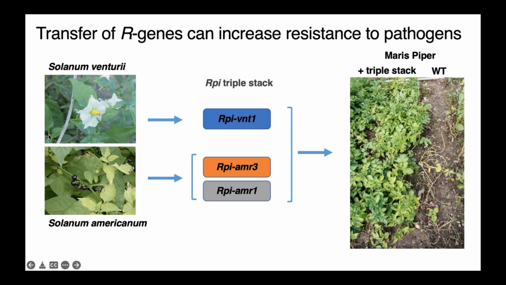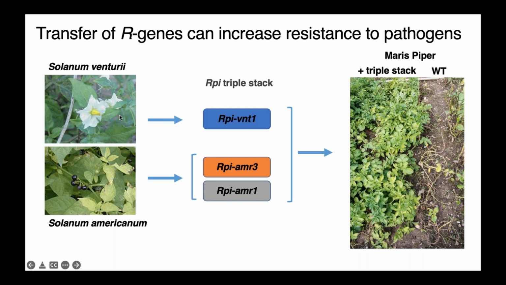So in our group we work towards improving potato varieties, preventing yield losses and reducing the environmental impact of fungicide sprays. We mainly do this by transferring resistance genes, or R genes, from resistant wild species into susceptible cultivated potato. In this case, we have our triple stack of R genes, which we've deployed in trials over the last few years. These are Rpi-amr1, which is resistant to Phytophthora infestans, from Venturii 1, and Rpi-amr1 and 3, which is resistance to Phytophthora infestans from americanum 1 and 3.